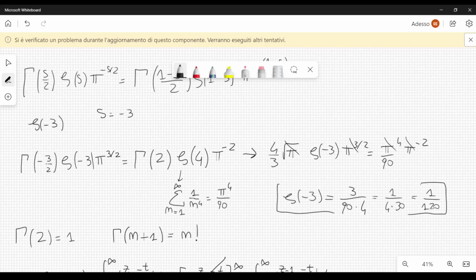Exactly what we expected. And this is an important result because it gives more intuition behind the Riemann zeta function.